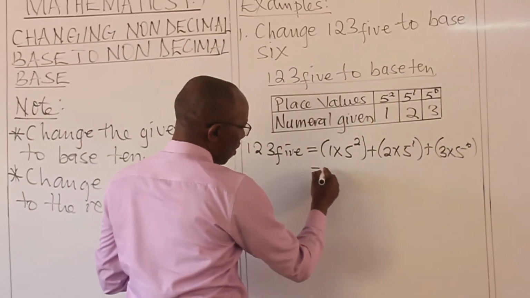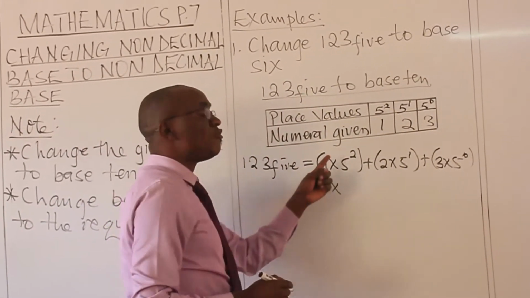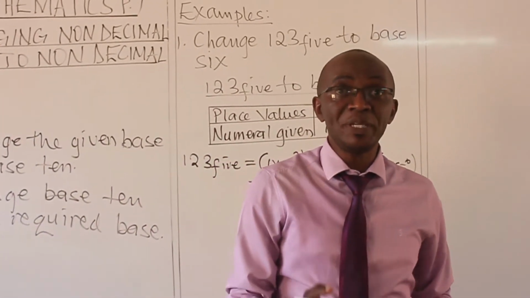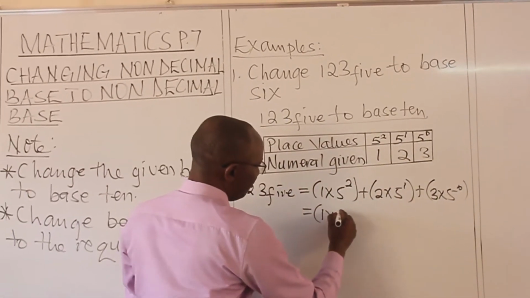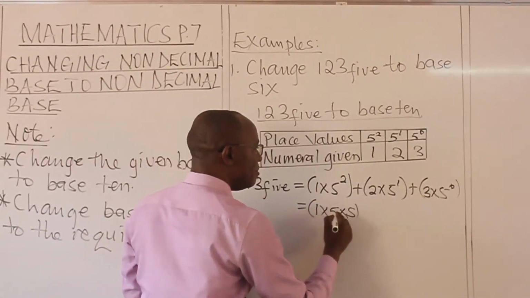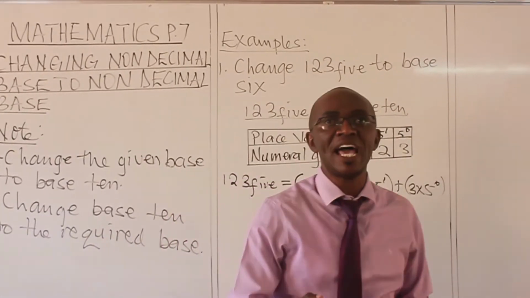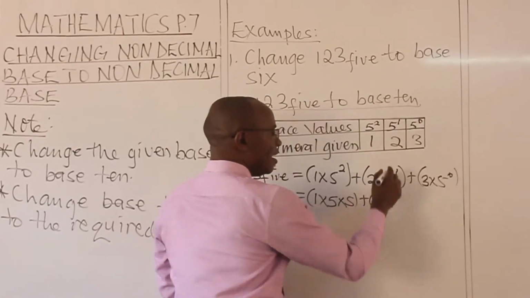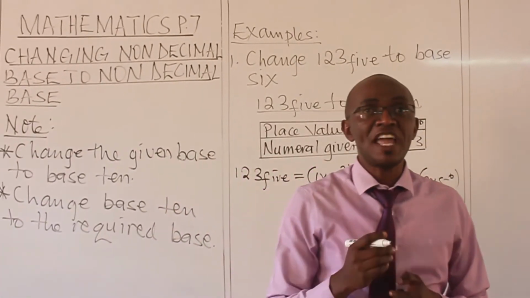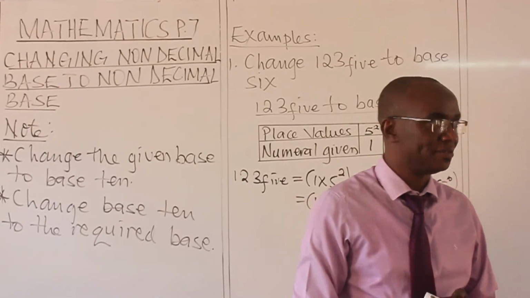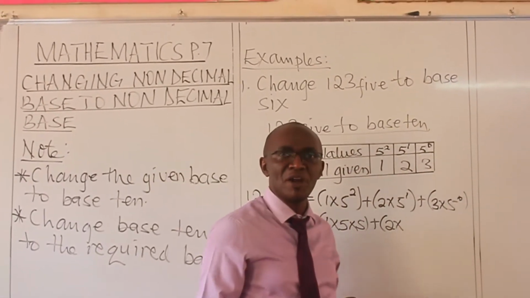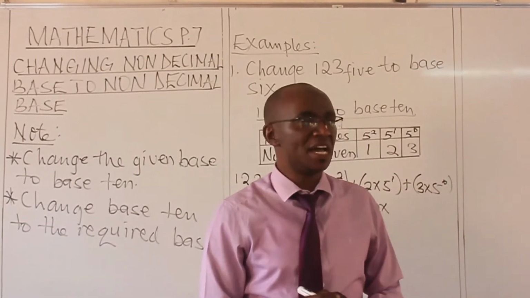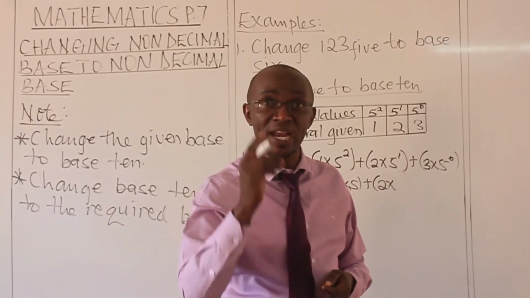So now I work out and say that is 1 times 5 raised to the power 2 means multiply 5 repeatedly 2 times. So that is 5 times 5. Remember, the power determines the number of times you are supposed to multiply the base. So plus 2 times 5 raised to the power 1. 5 raised to the power 1 is 5. Remember, we say any number raised to the power 1 is that number itself. So 5 raised to the power 1 is 5.